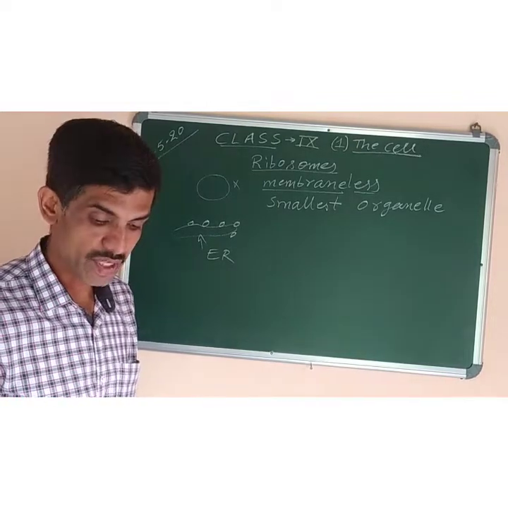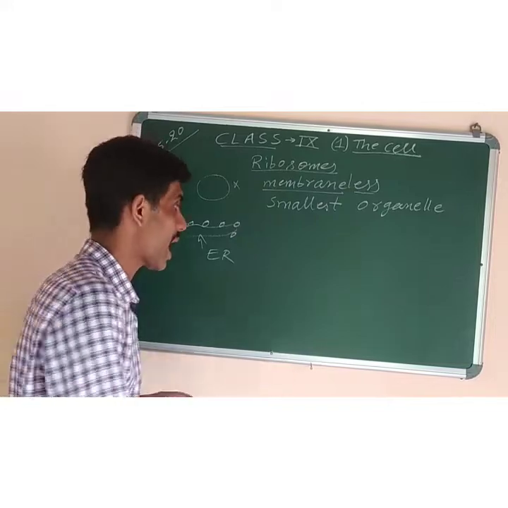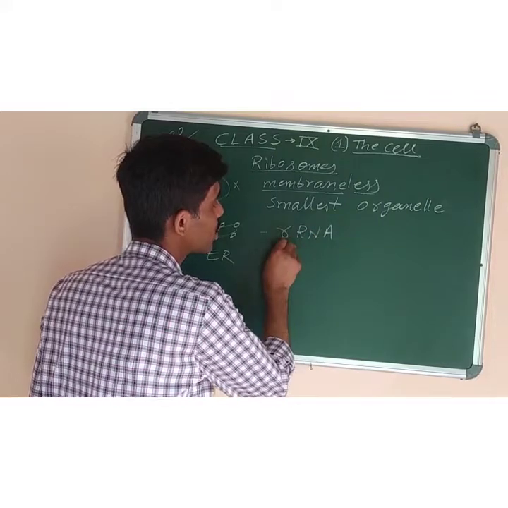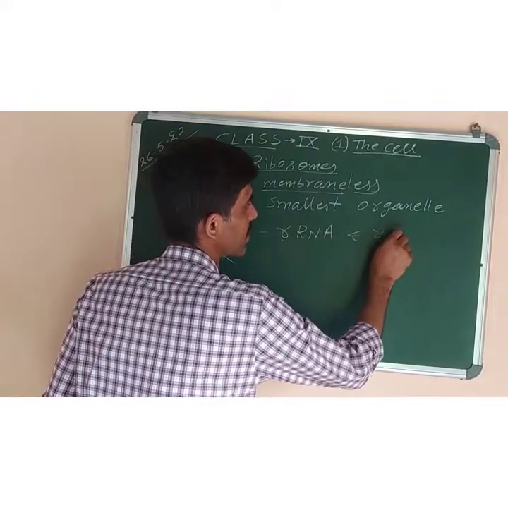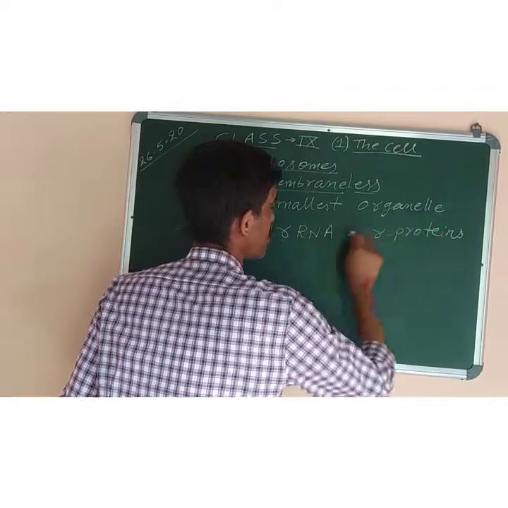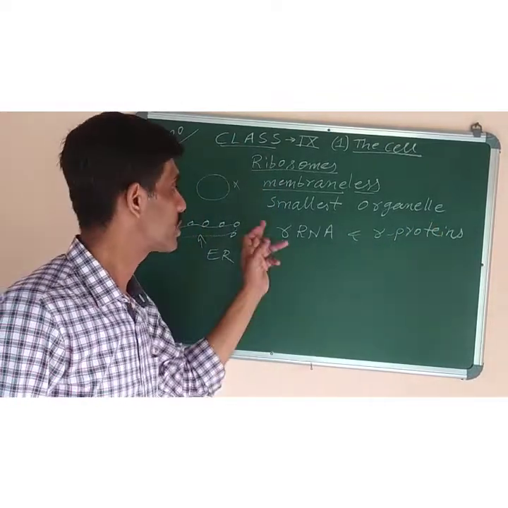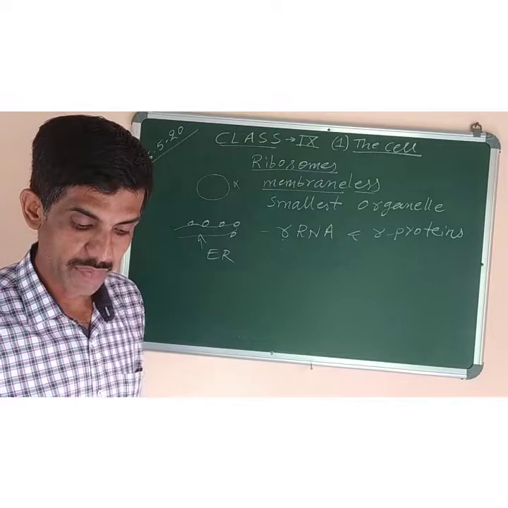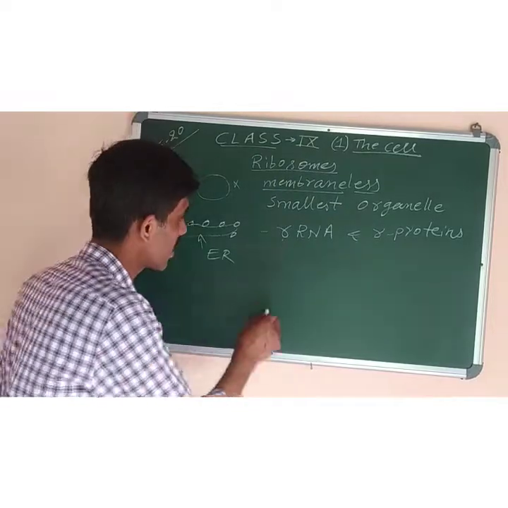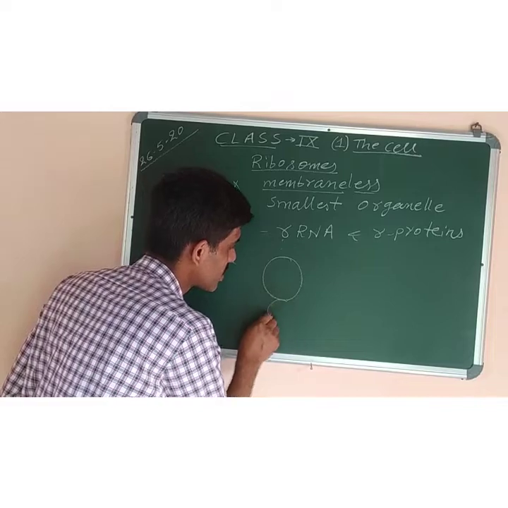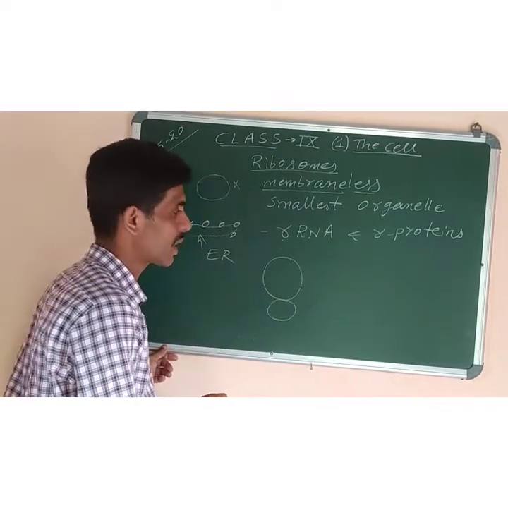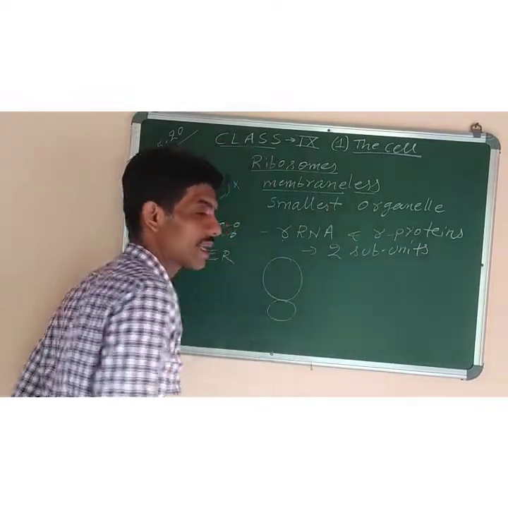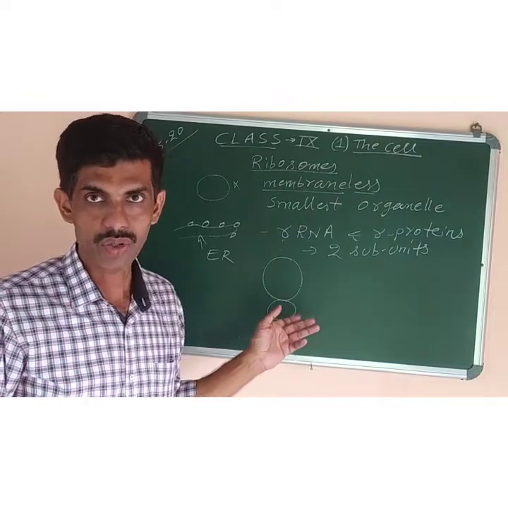So what are the components of ribosomes? They are made up of rRNA and R proteins. Here the small r I am writing, rRNA, is ribosomal RNA, and R proteins are ribosomal proteins. They are the ones which make ribosomes. And this ribosome is made up of two smaller units. If I draw like this, one is the bigger one and this one is the smaller one. Two subunits are there. Sub means smaller parts, like 60S and 40S.